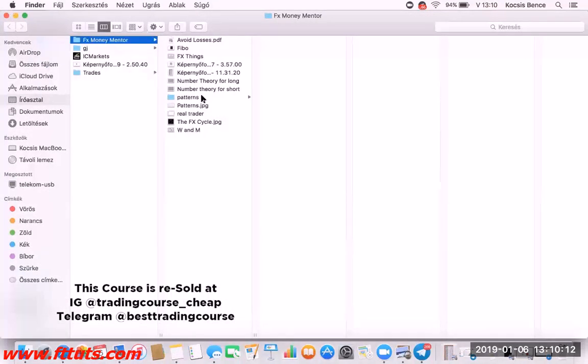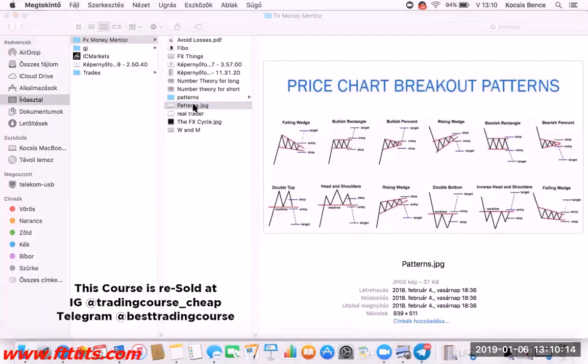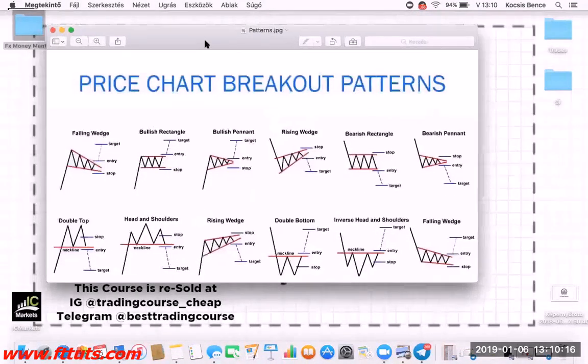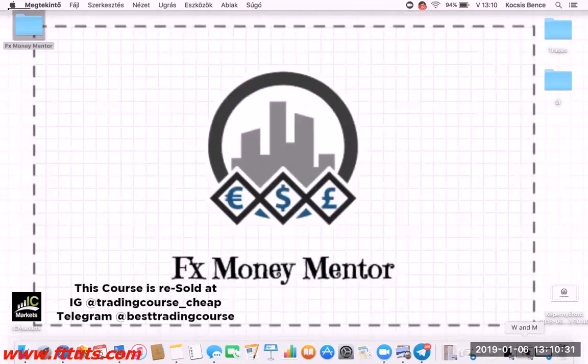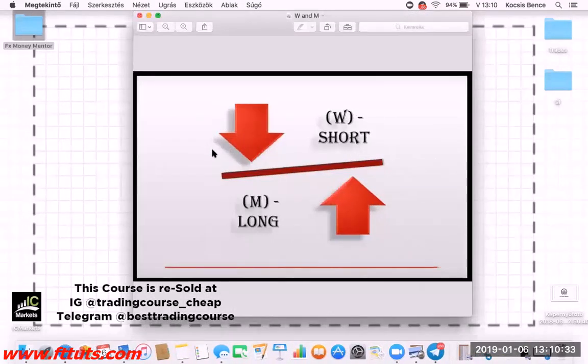Everybody knows, on the charts we can find patterns everywhere. We can find flag patterns, double top, head and shoulder, double bottom, and inverse head and shoulder. The first important thing is when we have a bullish market and when we have a bearish market.